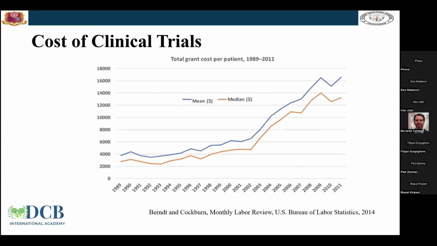It shows the total grant cost per patient, from the US Bureau of Labor Statistics, 2014. It shows data from 1989 to 2011, and it shows that the mean cost per patient is increasing.